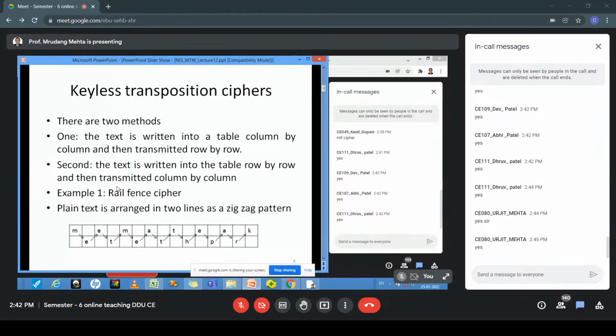So the cryptanalysis of this type of cipher is very easy as the key is not used. This is very easy to do the cryptanalysis.